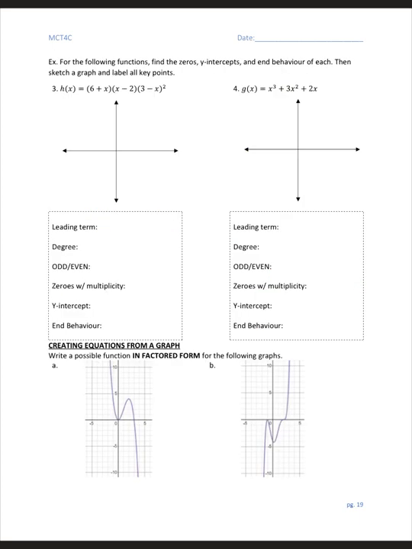Pause the video at this time and see if you can go through examples 3 and 4 like we did in the table of values on the previous page, identifying everything in the table, and then we will do the sketch together. So just try to fill out the table for 3 and 4.